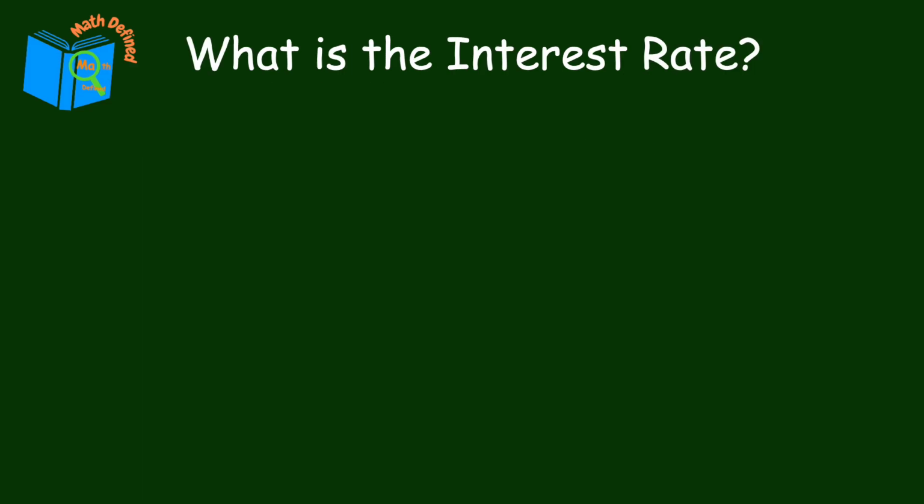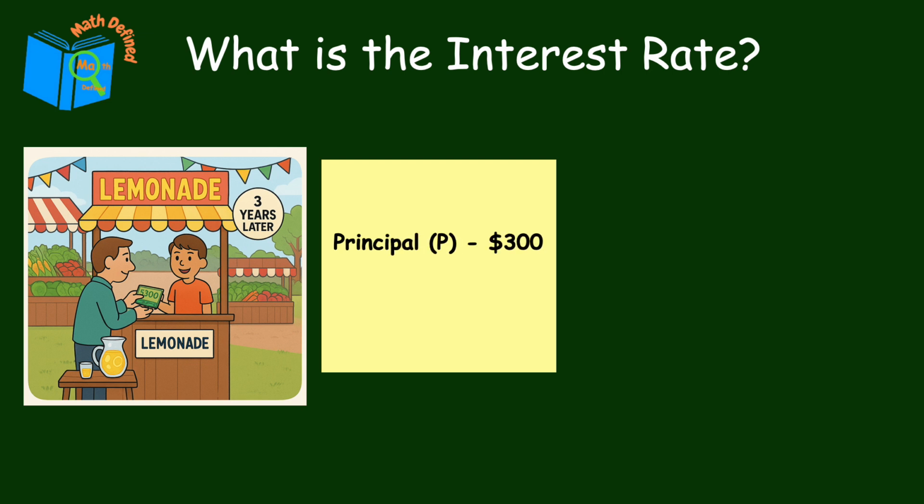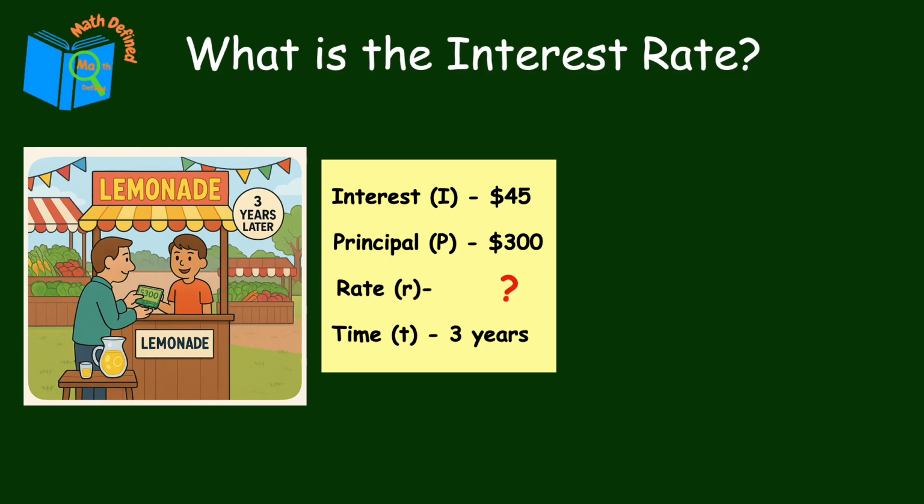Now let's suppose that you started up a weekly lemonade stand at the local farmer's market. In order to start your business, you borrowed $300 from your uncle. It took you 3 years to pay him back his $300 plus the $45 in interest that he charged you on the loan. What was the annual interest rate? We'll use the simple interest formula to find out.